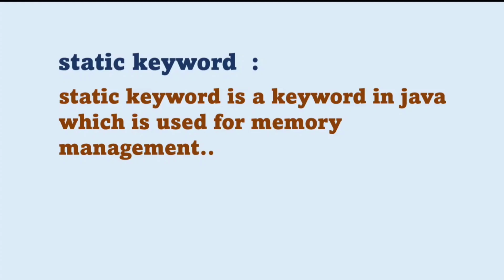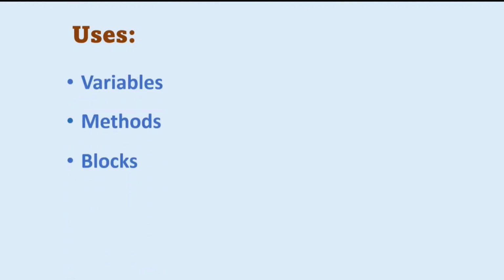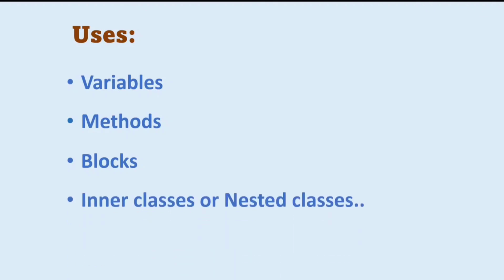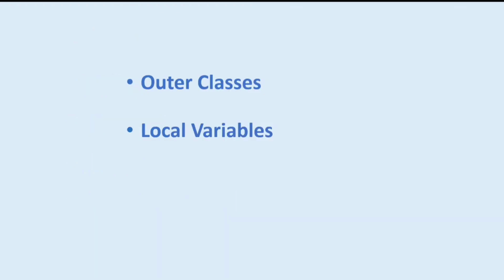But before that, let's see where we can use the static keyword in programming. In Java, we can use the static keyword with variables, methods, blocks, and inner classes or nested classes. And remember, in Java, we cannot use the static keyword with outer classes and local variables. Local variables are the variables which are declared inside the body of a method. So always keep in mind we cannot use the static keyword with local variables and outer classes.